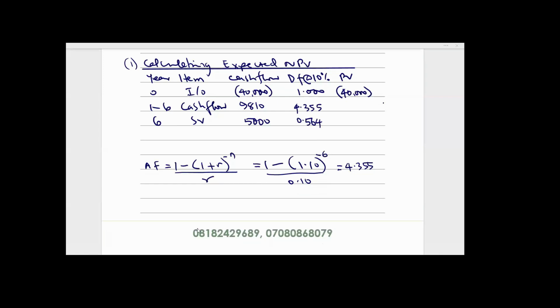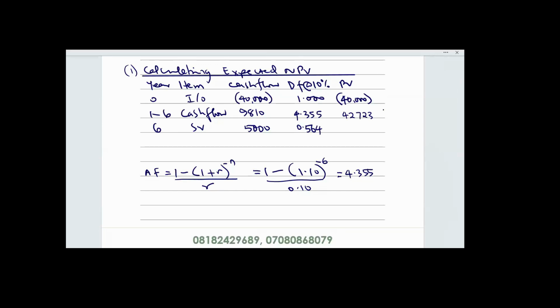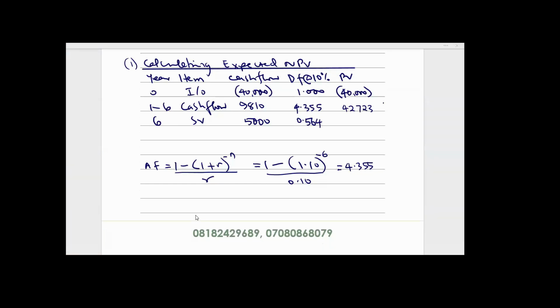9810 multiplied by 4.355 equals 42,723. Then 5,000 multiplied by 0.564 equals 2820. You then get your NPV.